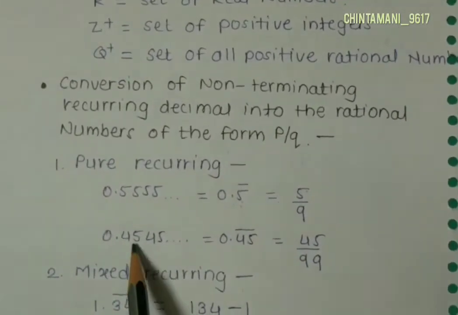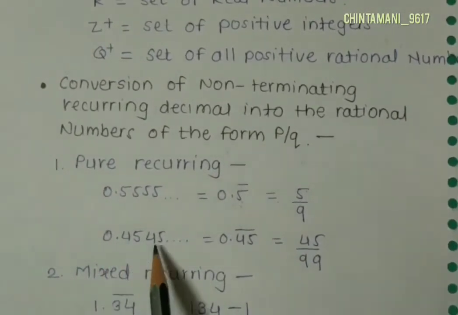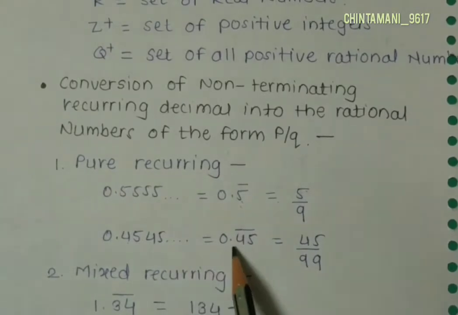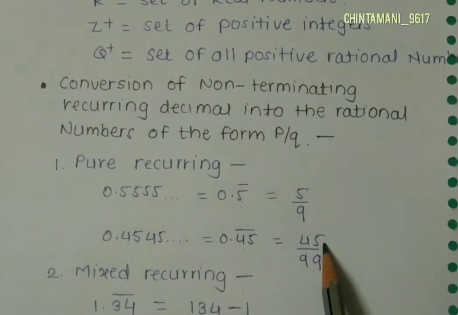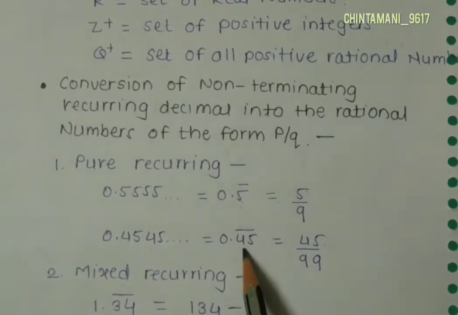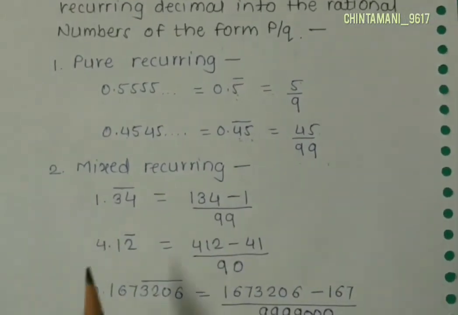Also one more example, 0.454545, so we will write it down as 0.45 bar. The 45 will be at the numerator, and how many digits are under the bar? It has 2 numbers, so we will write down 99.